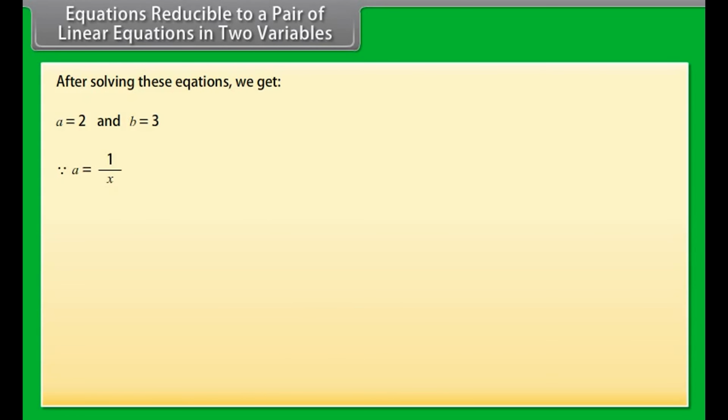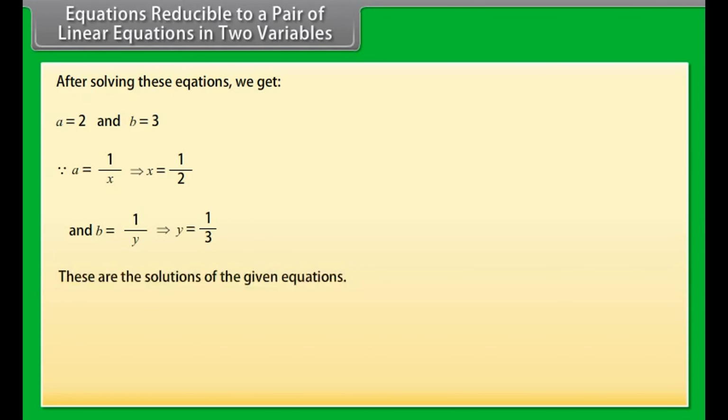Therefore, a is equal to 1 upon x, it implies x is equal to 1 upon 2, and b is equal to 1 upon y, it implies y is 1 upon 3. These are the solutions of the given equations.